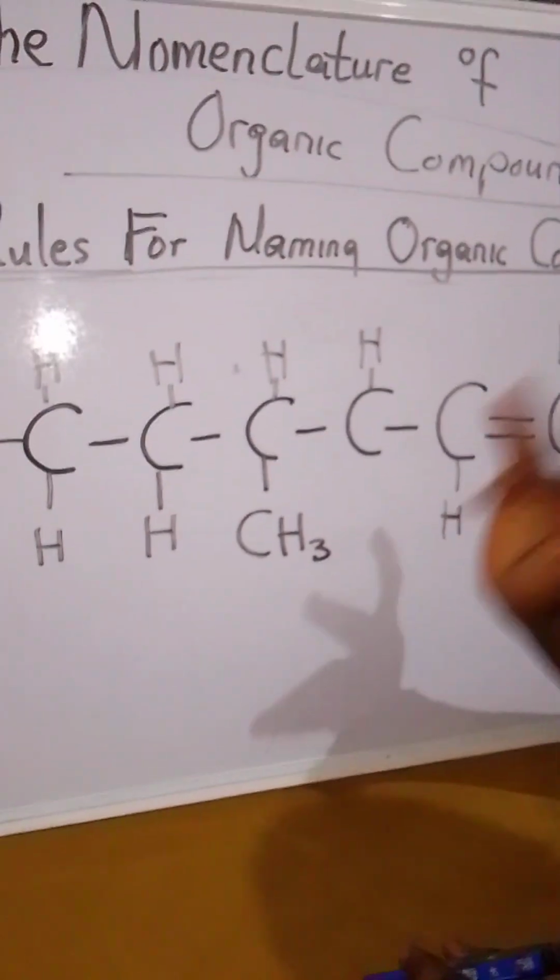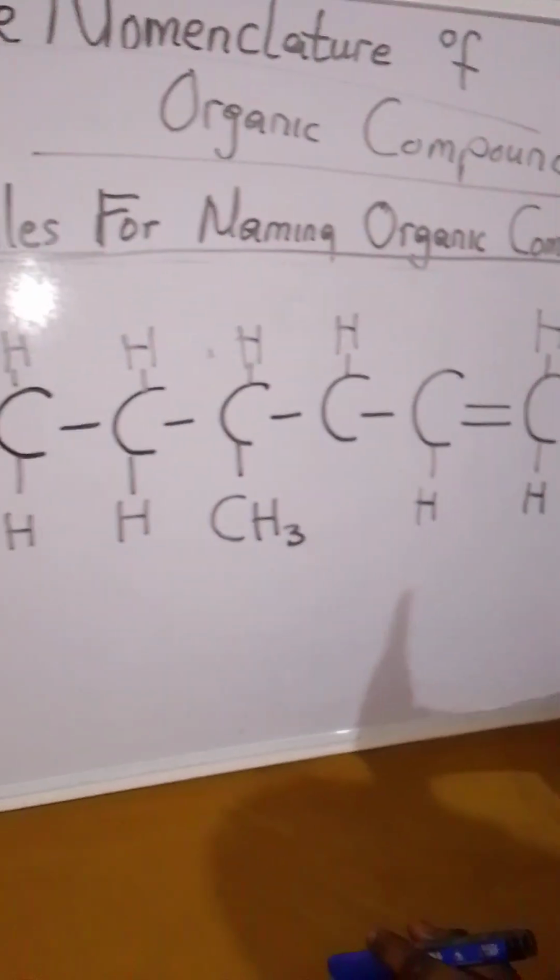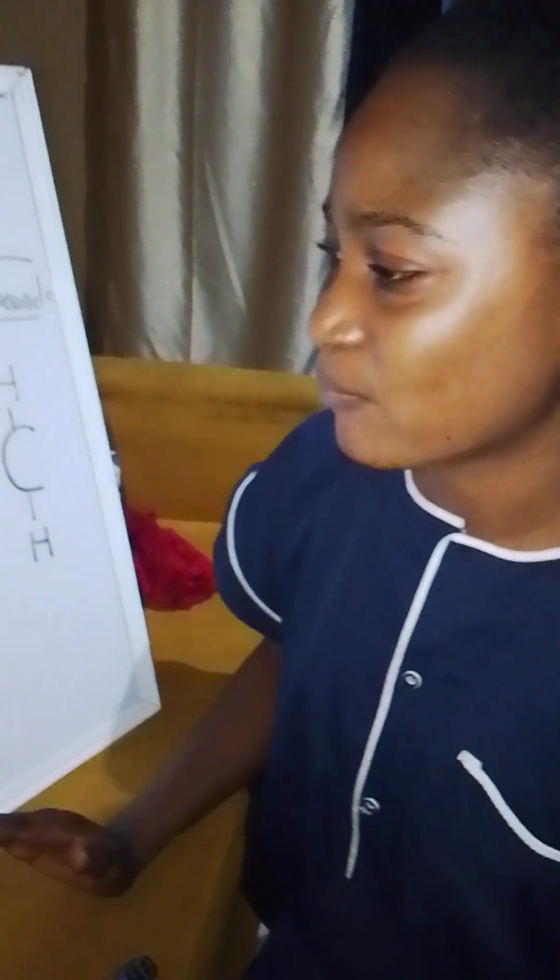Okay, now can you see the structure? This is an organic compound. Now we don't know the name. Can you see this? But how do we now give this organic compound its name? The first thing you will do is what? Identify the longest carbon chain.